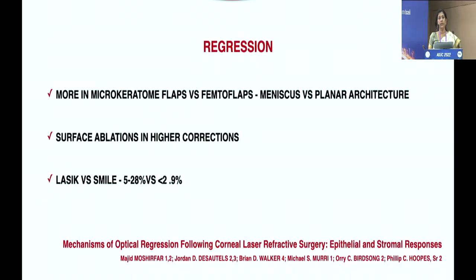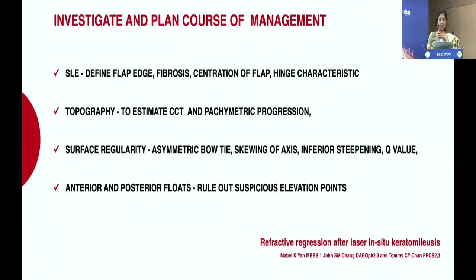Regression is also seen in those earlier days of using those microkeratome meniscus flaps, and it is seen more in meniscus flaps than in the planar architecture. The architecture itself is a factor for epithelial remodeling to be different, and surface ablations in high corrections. And in fact, we have seen in different studies that the rate of regression in LASIK is anything from 5 to 28%, compared to SMILE, which is about less than 2.9%.